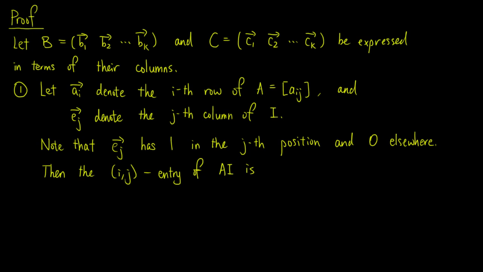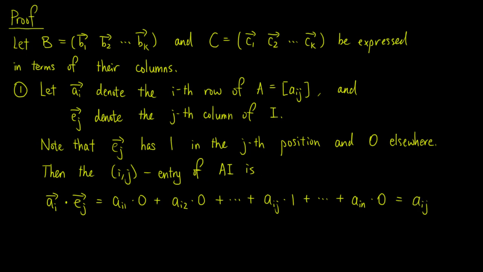Then the ij entry of A times I is Ai dot Ej, which equals Ai1 times 0 plus Ai2 times 0, and so on, plus Aij times 1, plus all the way to Ain times 0. So this equals Aij. So A times I equals A. Similarly, we can show that I times A equals A.